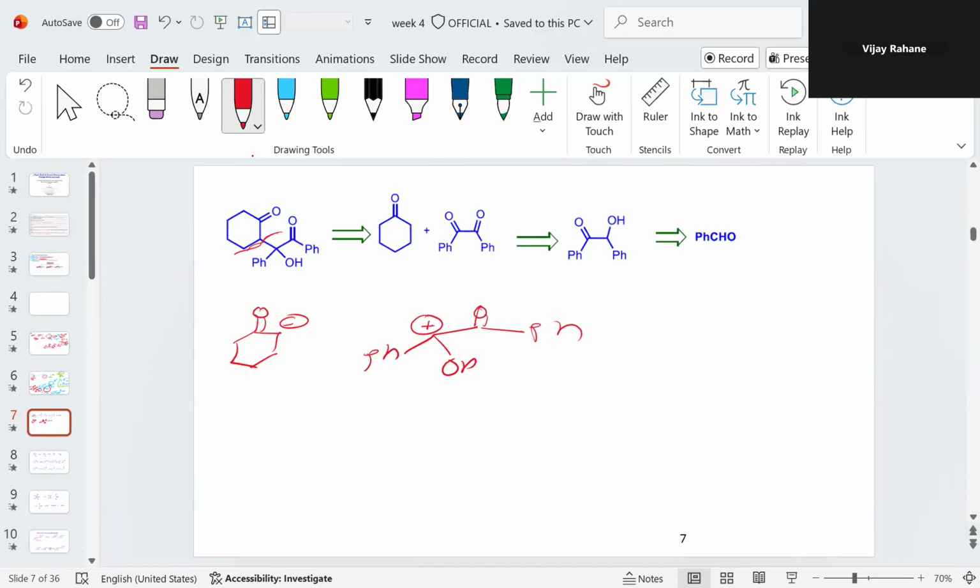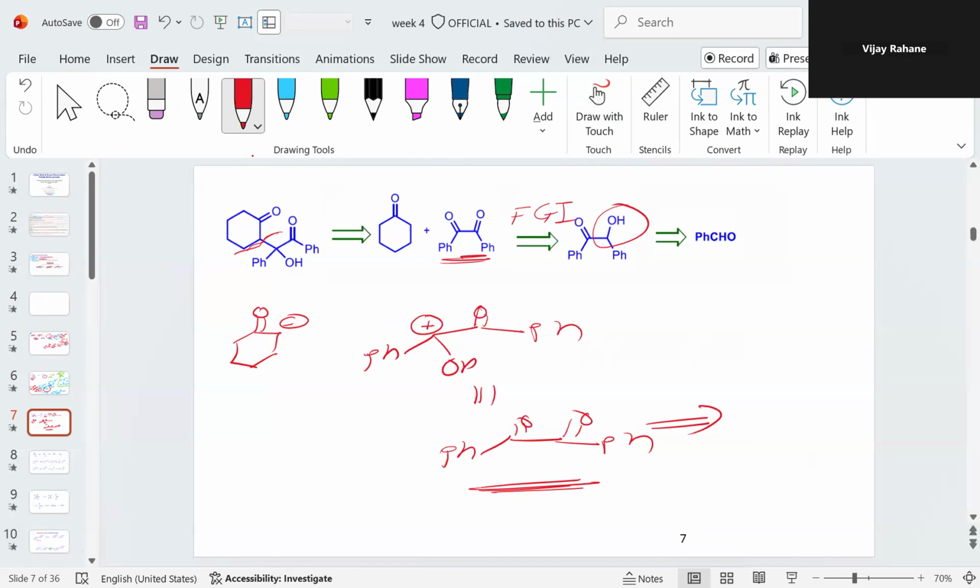How can we achieve this? This is obviously the synthetic equivalent of Ph double bond O double bond O Ph, right? And you can also do the retrosynthesis of this. As you can see here, this is the functional group interconversion. This can be achieved from this beta hydroxy ketone.